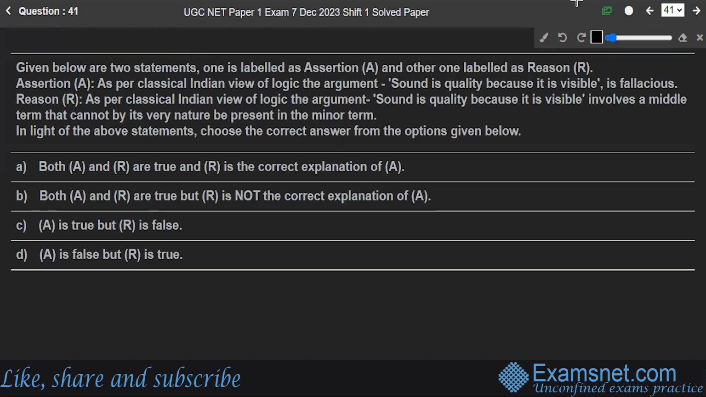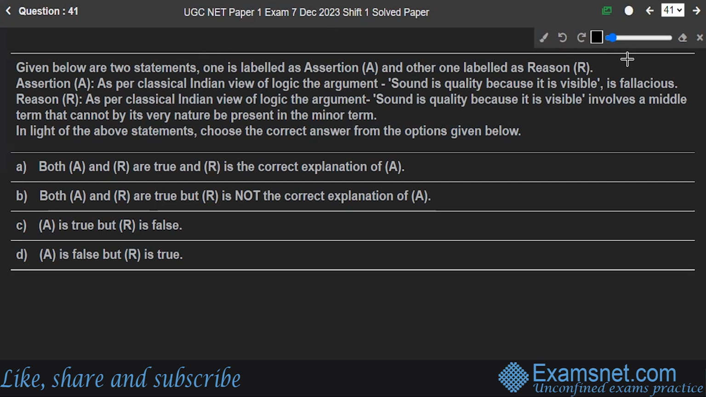Question number 41 says, given below are two statements. One is assertion, another is reason. You have to find out the correct pair of the given options. You know how this goes, assertion and reasoning. The assertion says, as per the classical Indian view of logic, the argument sound is quality because it is visible is fallacious. Is this assertion true? Yes, this is true. Sound is quality because it is visible.